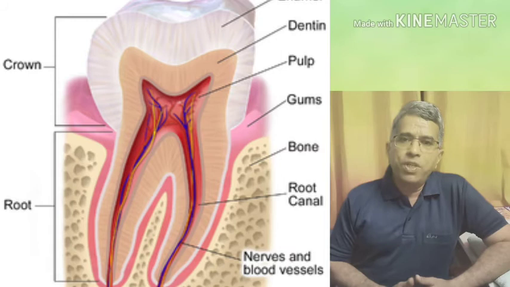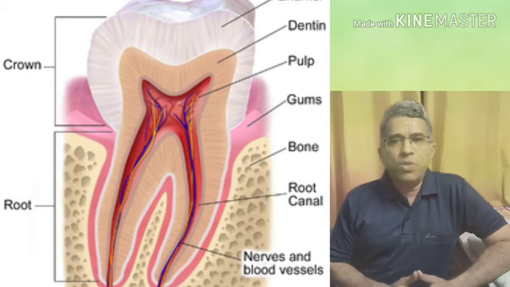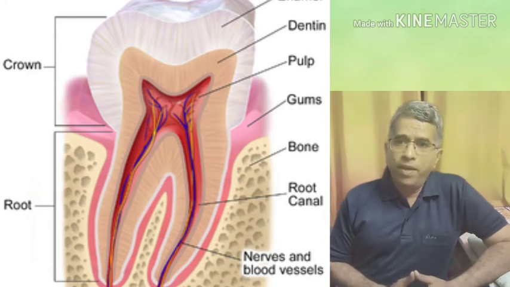Now coming to the teeth. In case of human being and also in case of other mammals, the dentition is called thecodont dentition. Thecodont dentition is a dentition where teeth are embedded in the sockets of the jaws. Sockets of the jaw are called alveoli.